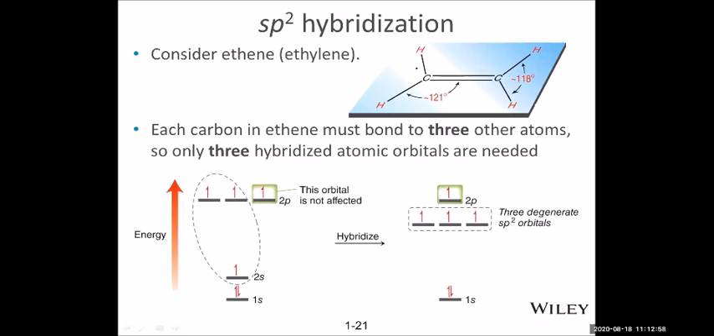3 electron groups on the central atom will give us trigonal planar, and the hybridization is sp2 hybridization. And with this sp2 hybridization, basically you have 3 sigma bonds. Each one is sp2, so the angle is almost 120 degrees. And there's also the unhybridized p orbital, which will form a pi bond. That's where the double bond comes from. The double bond comes from a sigma bond plus a pi bond.